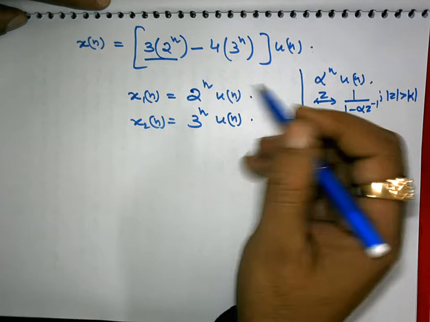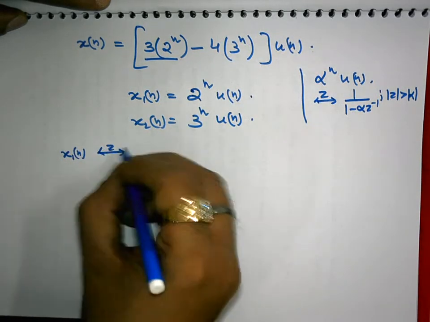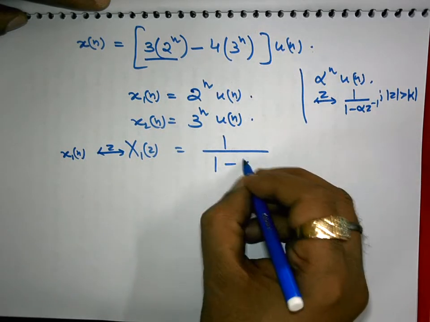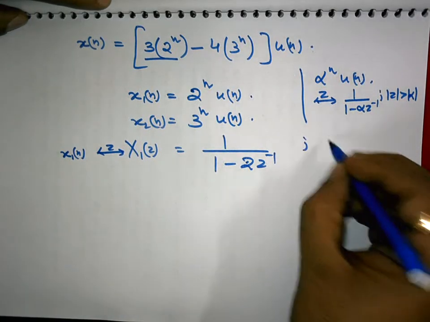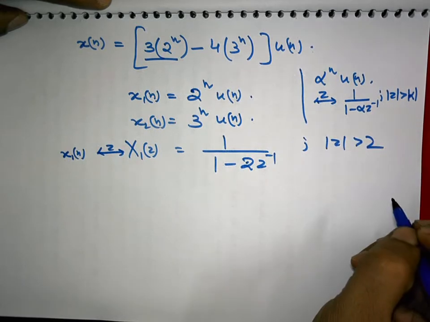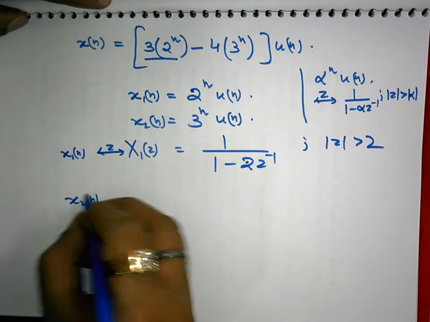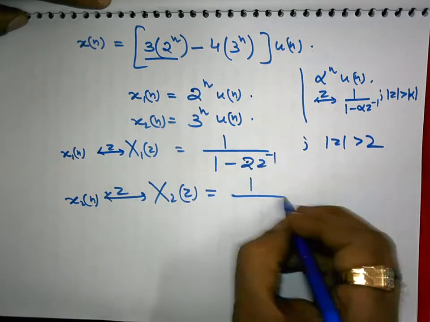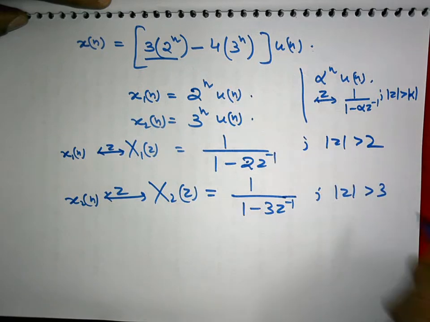and at the place of alpha we have 2. Okay. So naturally the Z transform of this x1n will be x1z, and this will be 1 over 1 minus 2 Z inverse, and mod Z is greater than 2. What about this second signal x2n? Its Z transform, this is x2z, is equal to 1 over 1 minus 3 Z inverse, provided mod Z should be greater than 3.